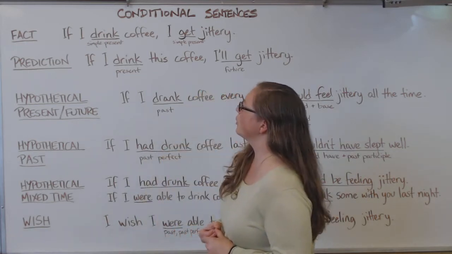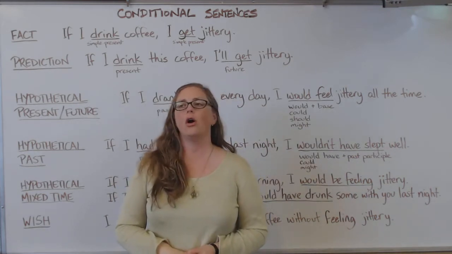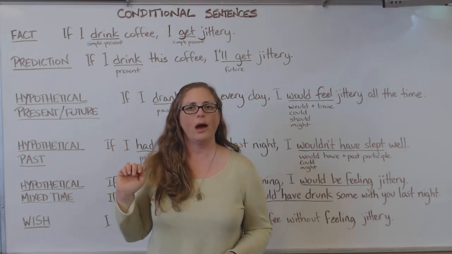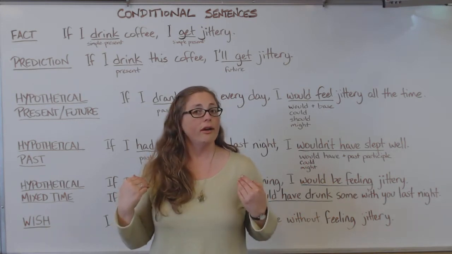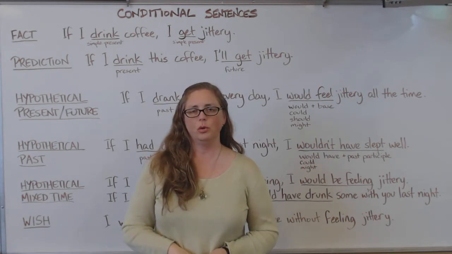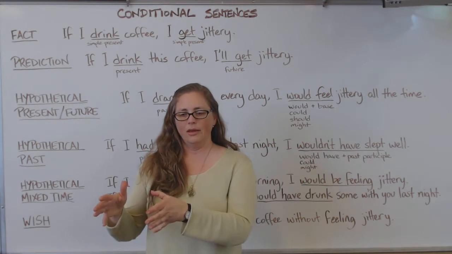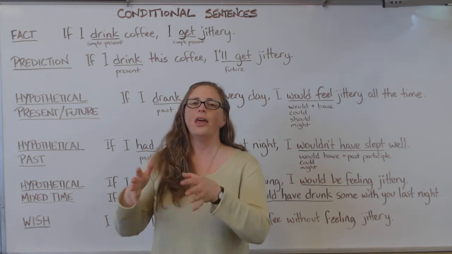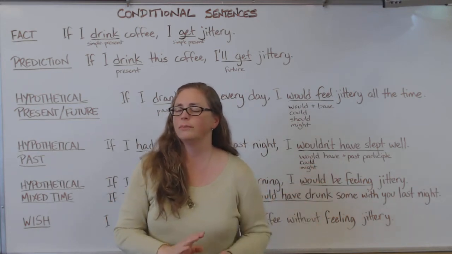So the first kind that we're going to look at here is fact. In many grammar books, they call this the factual conditional, and we're going to be looking right now at the present time. So this is used for facts, things that are generally true. Every time one thing happens or one situation exists, then another thing is the result.